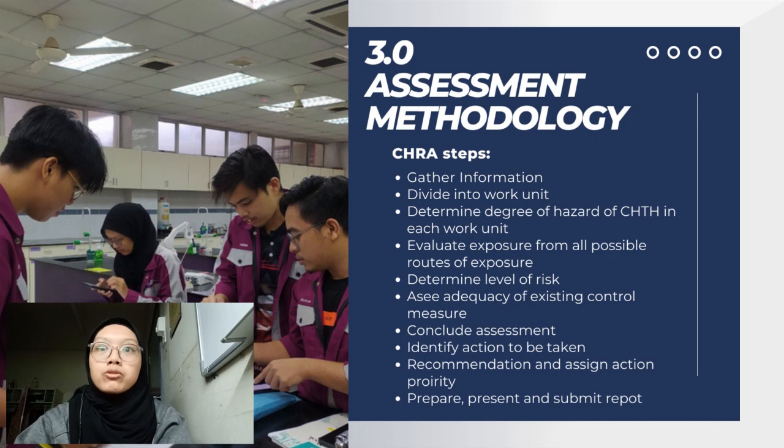The exposure of chemicals to each work unit was assessed by interview and observation using the method table and exposure rating recommended in the DOSH guideline on CHRA. Determine level of risk. The level of risk is determined based on the risk rating, which is derived from the hazard rating and exposure rating. The level of risk for dermal exposure is determined based on the information of the hazardous properties, observation on extent of dermal contact, and duration of exposure.